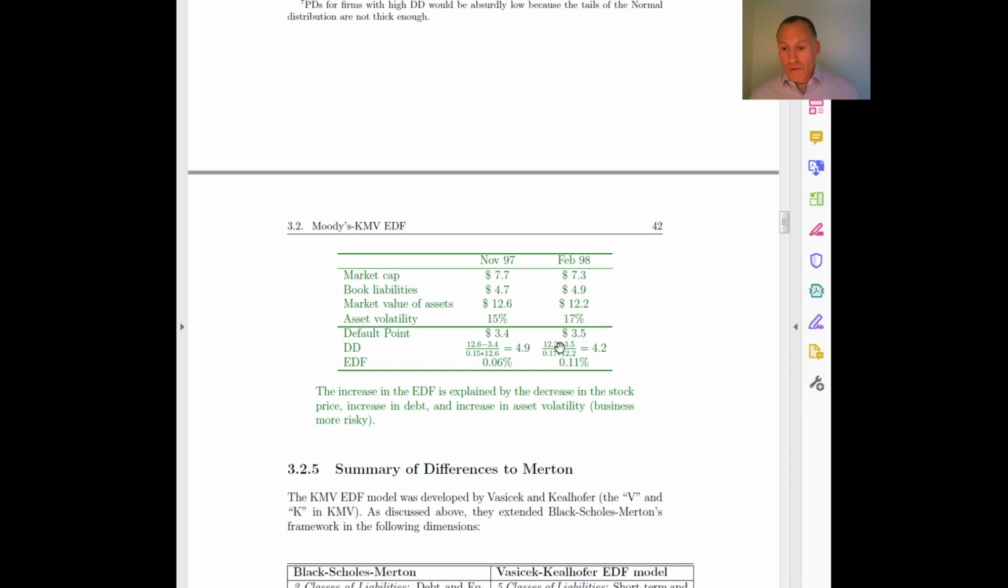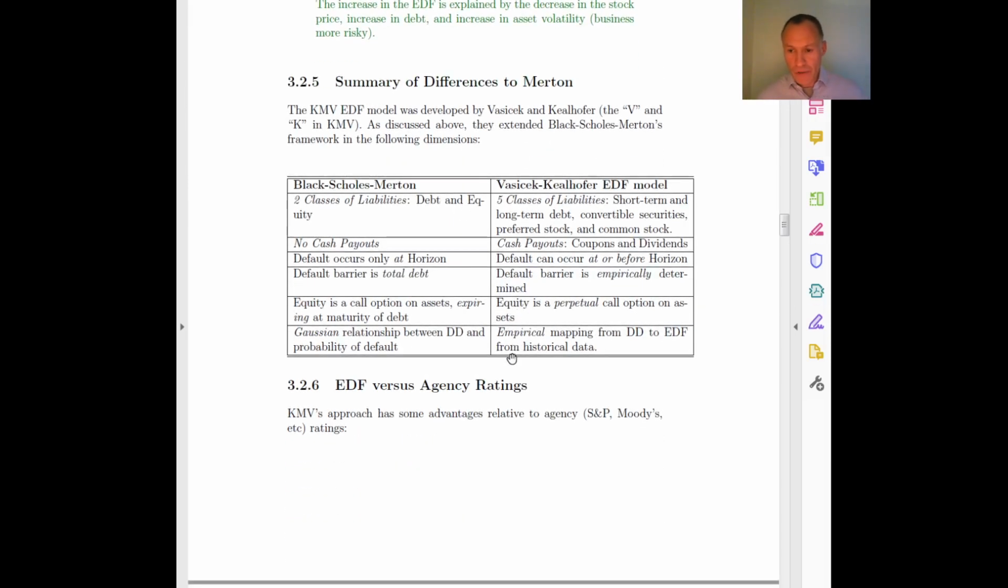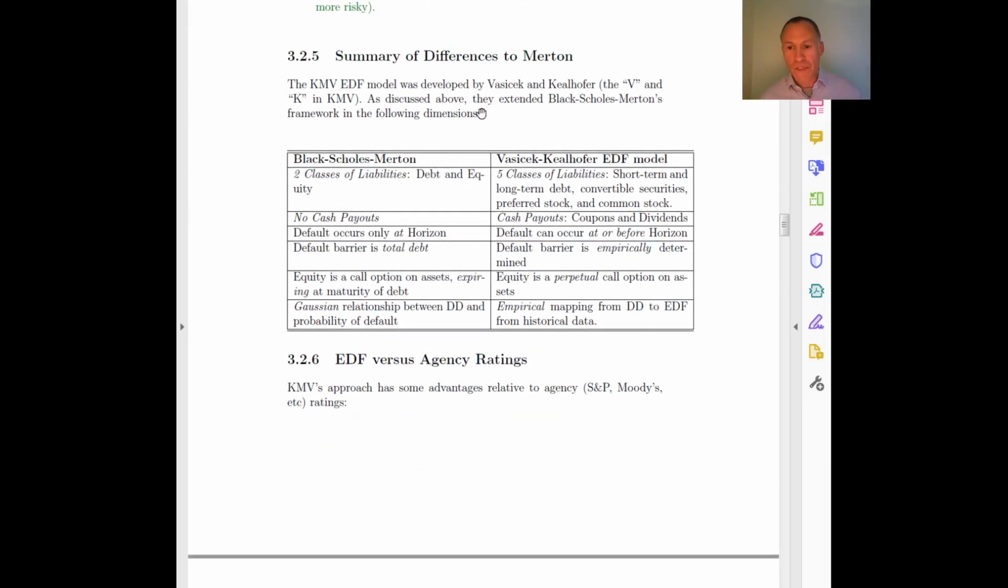So if you go through the calculations, the distance to default is becoming lower, right? This is bad, because it means that you are closer to default. So from 4.9 to 4.2, you're evolving in the bad direction, and the EDF is signaling that the probability of default is now higher, so the firm is more likely to default than it was 3 months ago. Okay, so this summarizes the differences between this new model and the original Merton model.